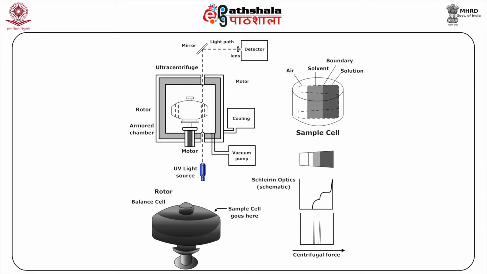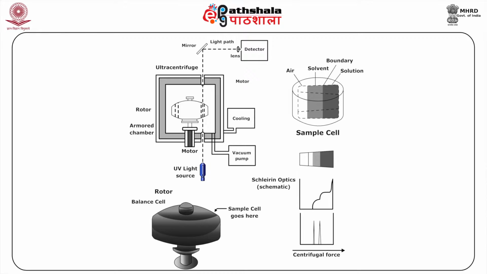The enclosed chamber is evacuated as well as refrigerated, a prerequisite for a very speedily rotating object such as the rotor. The analytical rotor has two other important features. One, it has a sample cell as well as a balance cell. The balance cell only contains the solution in which the macromolecule is placed, usually a buffer. The sample cell has the protein or substance whose S value has to be determined.